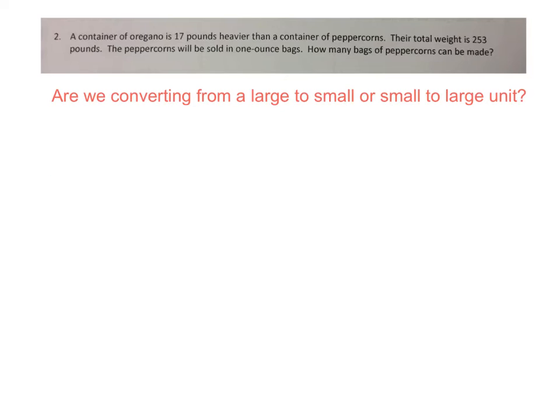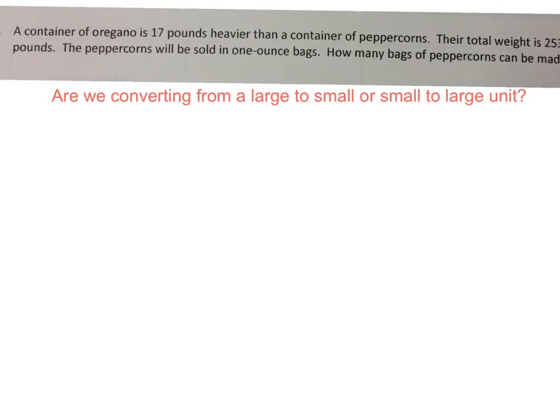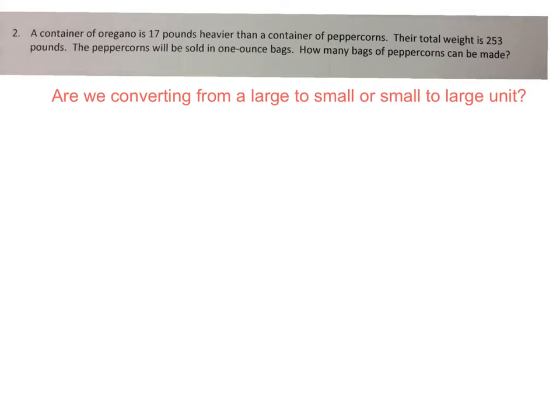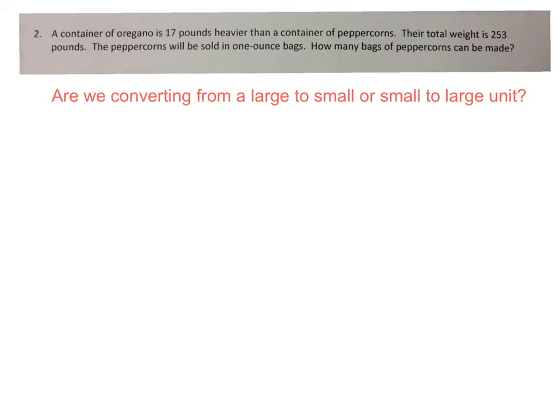Okay? It says, a container of oregano, which is a type of spice, is 17 pounds heavier than a container of peppercorns. The total weight is 253 pounds. The peppercorns will be sold in 1-ounce bags. How many bags of peppercorns can be made? Well, every time we see a word problem, the first thing we need to do is figure out what this question is asking. So, Alexander, what is this question asking? How many bags of peppercorn can be made? Yeah, we want to figure out in the end how many bags of peppercorn there can be.